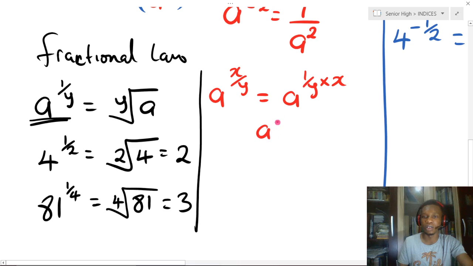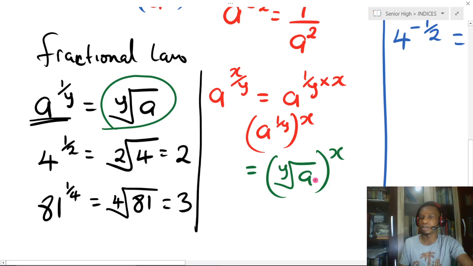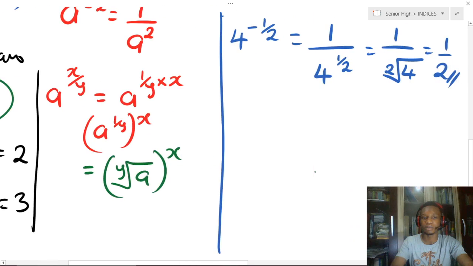And that's like saying a to the 1 over y, put in brackets, multiplying x, because according to the product law, when this takes away the bracket, it will multiply our x and we're back to the same thing here. Is that okay? So let's continue. Therefore, this can also become a raised to the power 1 over y. Remember what we just showed here, it gave us this. So that's the y roots of a, and everything is raised to the power of x.